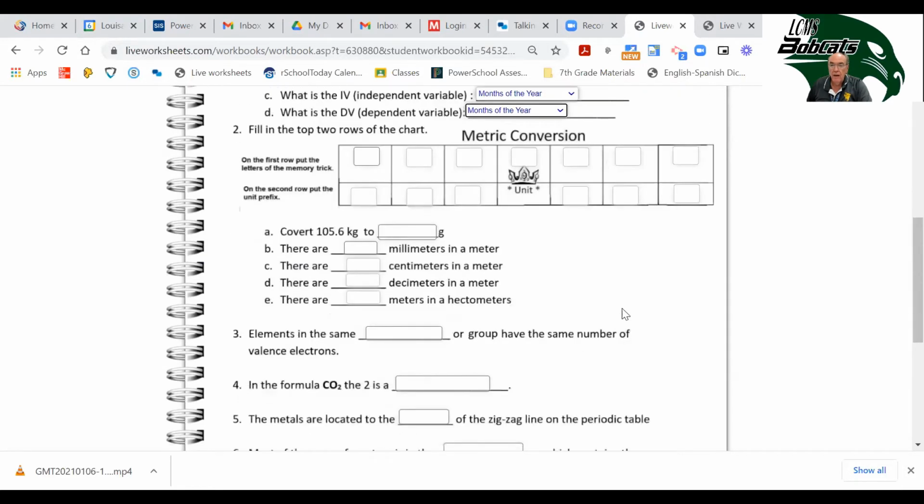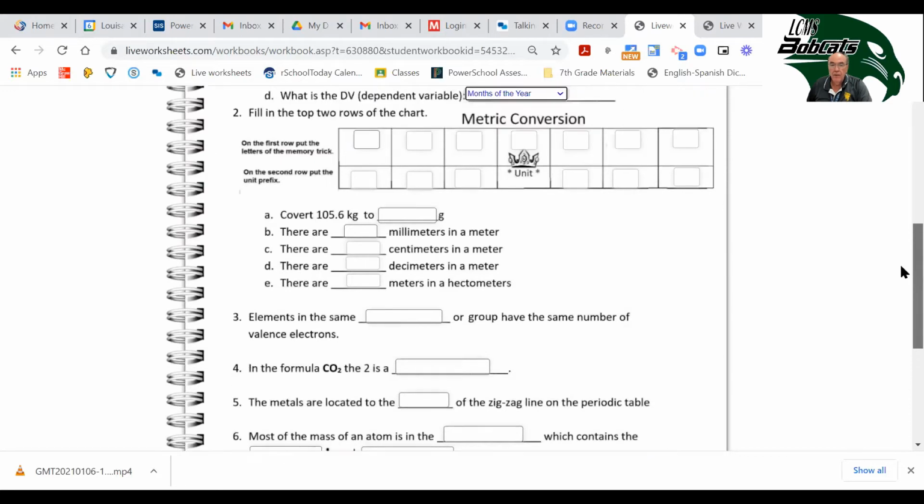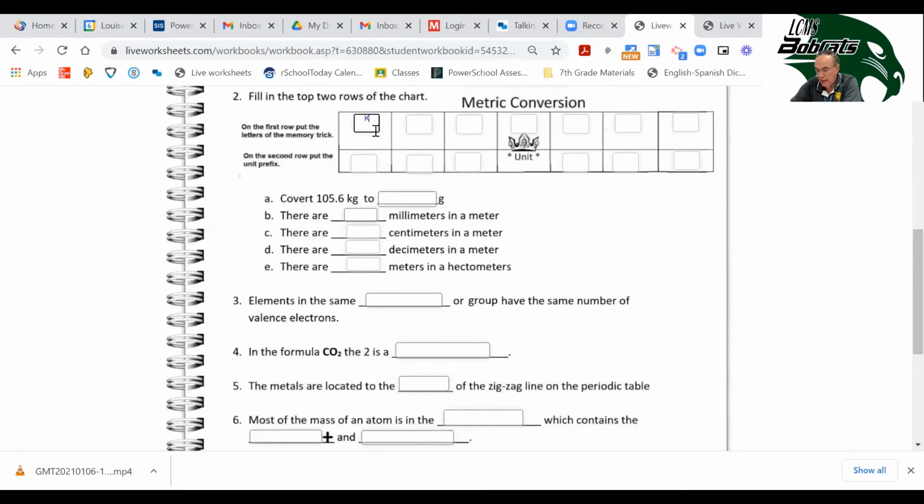At the beginning of the year, we learned about metric conversions. And we used the acronym King Henry died unusually drinking chocolate milk. And the prefix on the second row, it says put in the prefix, the K stands for kilo, the H stands for hecto, the D stands for deca, the D on the other side of the decimal point stands for deci, then centi, and then milli.